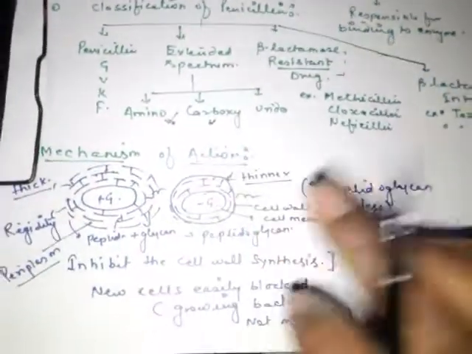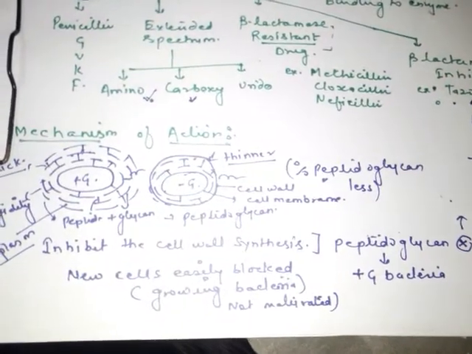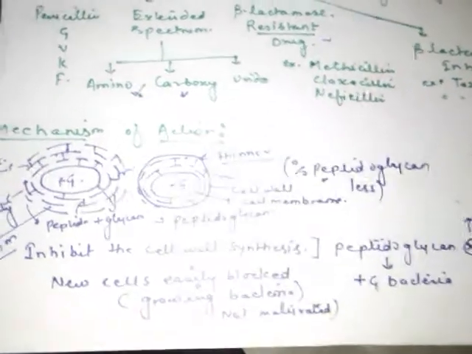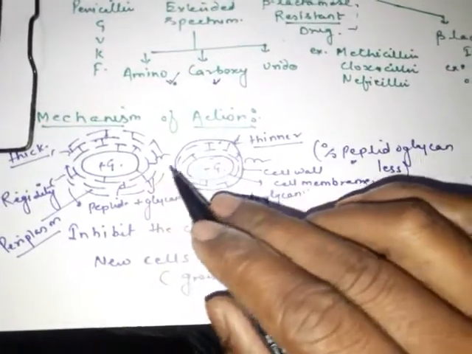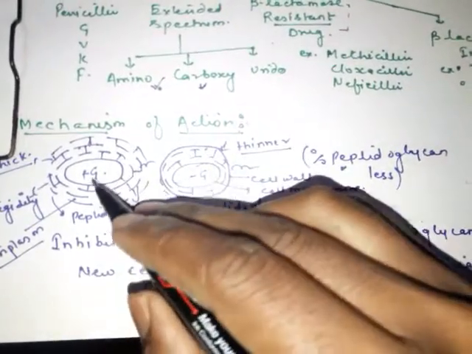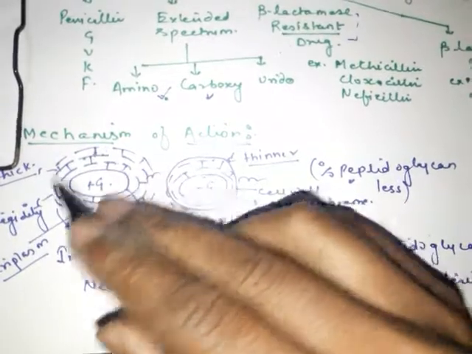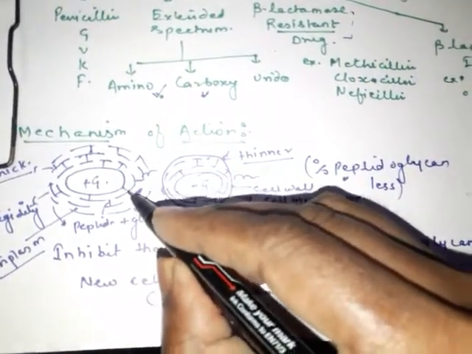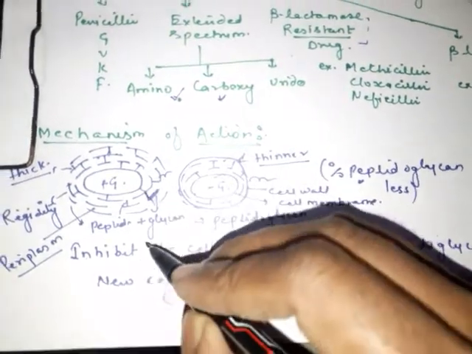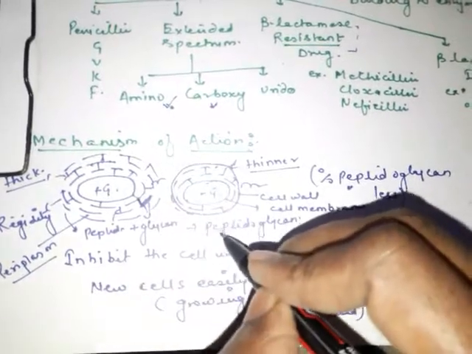Next, we will discuss the mechanism of action, how penicillin acts on the cell wall of the bacterial cell. Before knowing this mechanism, you should know the basic structure of the bacterial cell. These are the bacteria, this is gram positive, this is gram negative. In gram positive bacteria, this is the glycan layer, this is the glycan part, and this is the peptide ring. These two form the peptidoglycan.